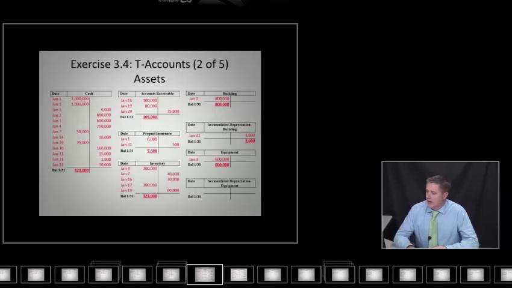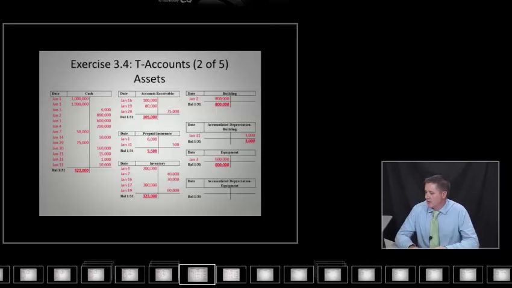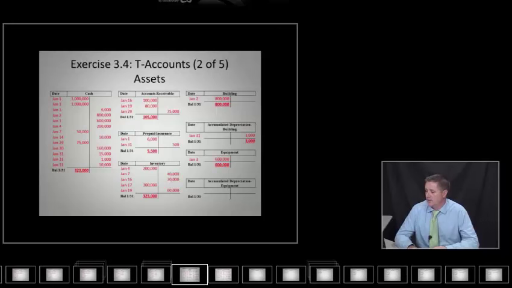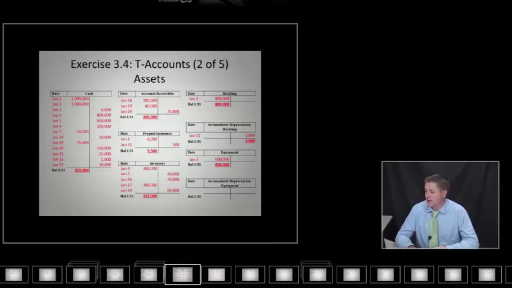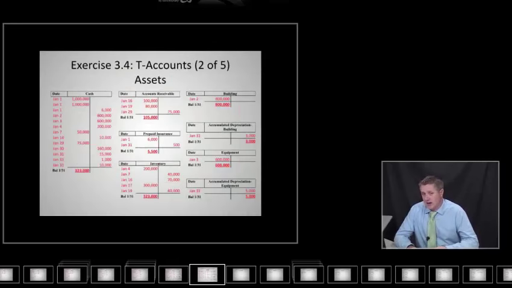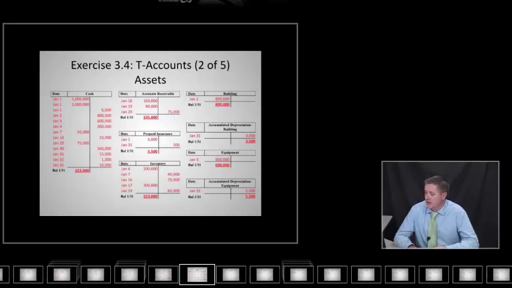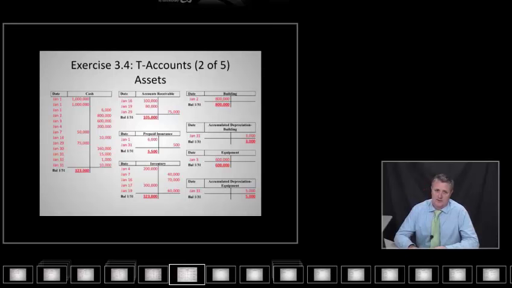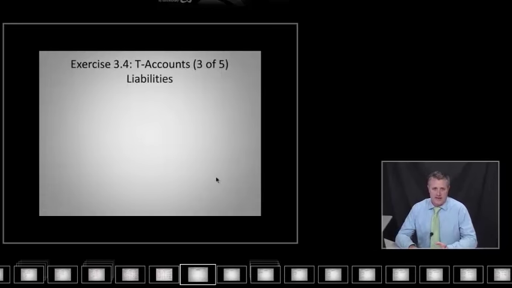Okay? And so basically when we get done, cash balance is $323,000, accounts receivable $105,000, prepaid insurance $5,500, inventory of $323,000, building $800,000, the accumulated depreciation account for the building, again, which is a contra asset account, of $3,000, and then equipment $600,000, accumulated depreciation equipment of $5,000. All right, so that represents the T accounts for all of the asset accounts.